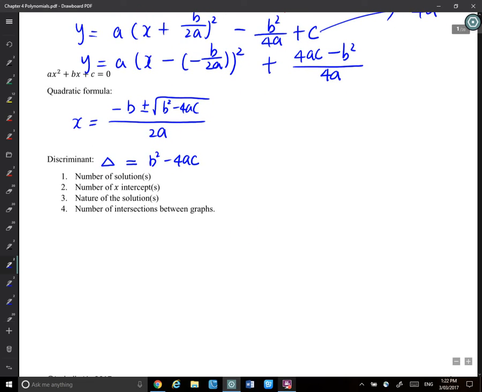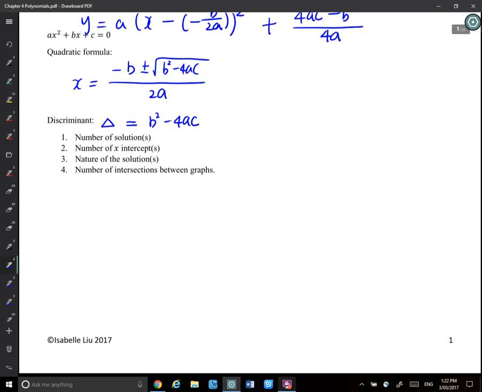For the discriminant, we can see a lot of things. The first thing we can see is the number of solutions. How many solutions? 0, 1, or 2. And we can know how many intercepts you can have: 0, 1, or 2. Then the nature of the solution.